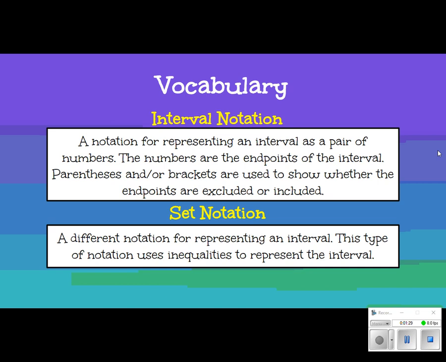All right, interval notation is a notation for representing an interval as a pair of numbers. And so all you have are two numbers. You could possibly have more numbers depending on what, in this case we're using it for domain and range, what those values are. But the numbers are the endpoints of the interval. We use parentheses and/or brackets to show whether we are including or excluding those endpoints. Set notation is a different kind of notation, still representing an interval, but this type of notation uses inequalities for the interval.